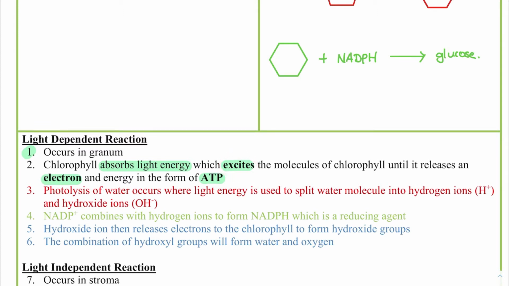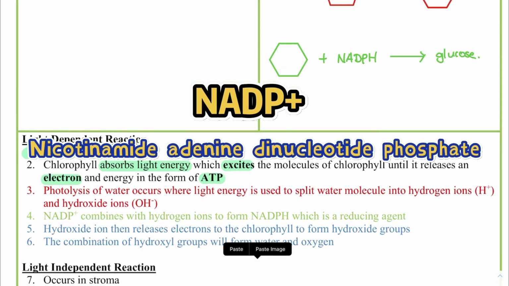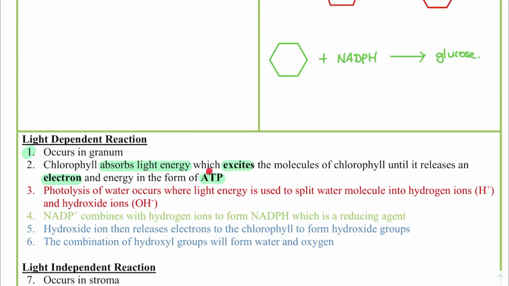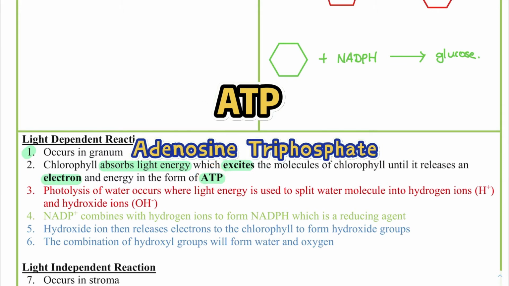Excite means it will stimulate the chlorophyll, because sunlight has a lot of energy. So this energy will excite, obviously will stimulate the chlorophyll, and this will cause it to release two things: an electron, which is later used to produce something called nicotinamide adenine dinucleotide phosphate, NADP+, which I will explain what it does later, and also produce ATP, which is adenosine triphosphate, which is energy.